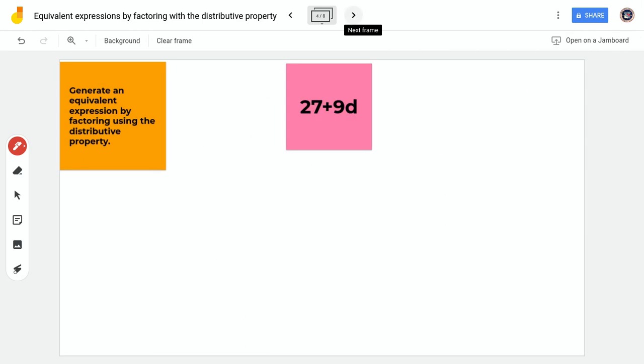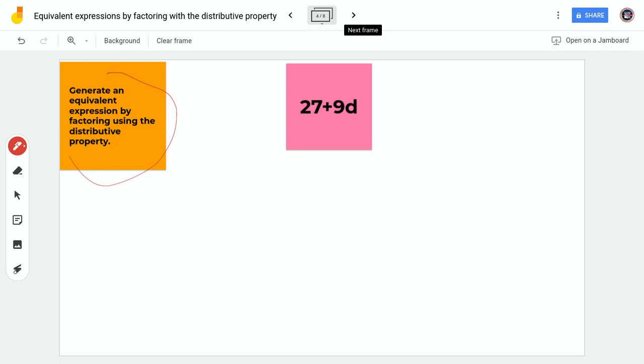Here we go. 27 plus 9d. I picked the number 27 because that's my son Danny's hockey number. We're going to generate an equivalent expression by factoring using the distributive property. That's our plan. There's no d in both terms, so we can't factor that out. We will get to variables, another bit of foreshadowing for you.